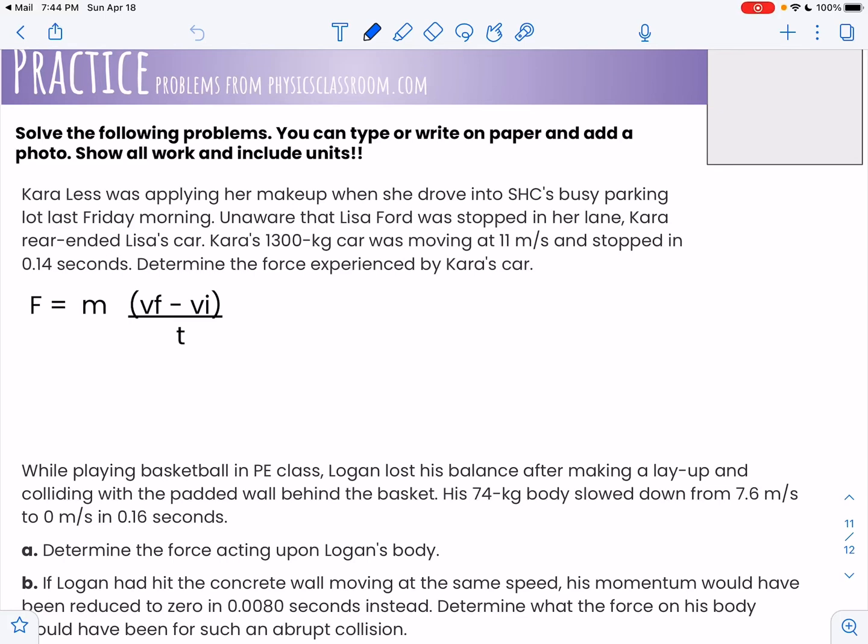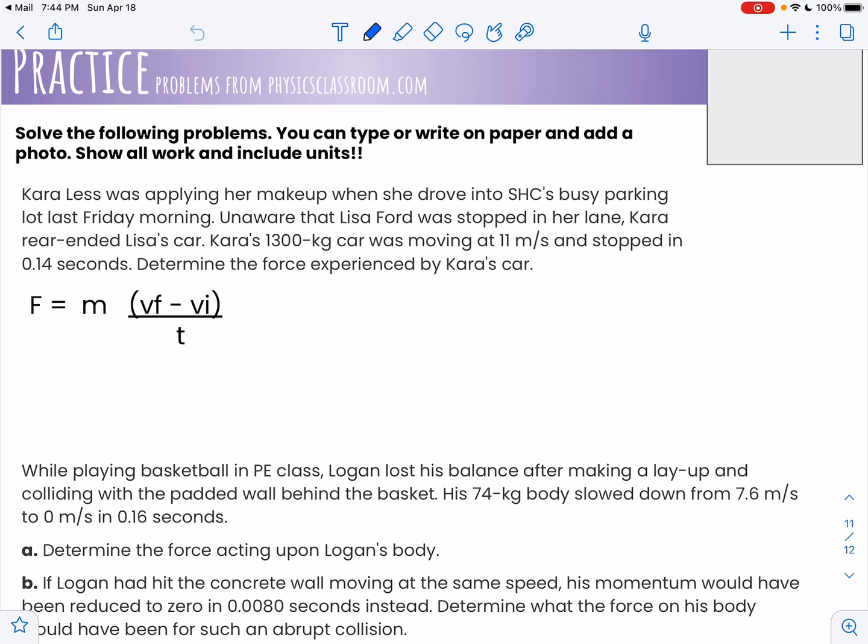Okay, so here goes the problem. Careless Kara was applying her makeup when she drove into SHCP's busy parking lot last Friday morning. Unaware that Lisa Ford was stopped in her lane, Kara rear-ended Lisa's car. Kara's 1,300 kilogram car was moving at 11 meters per second and stopped in 0.14 seconds. Determine the force experienced by her car.